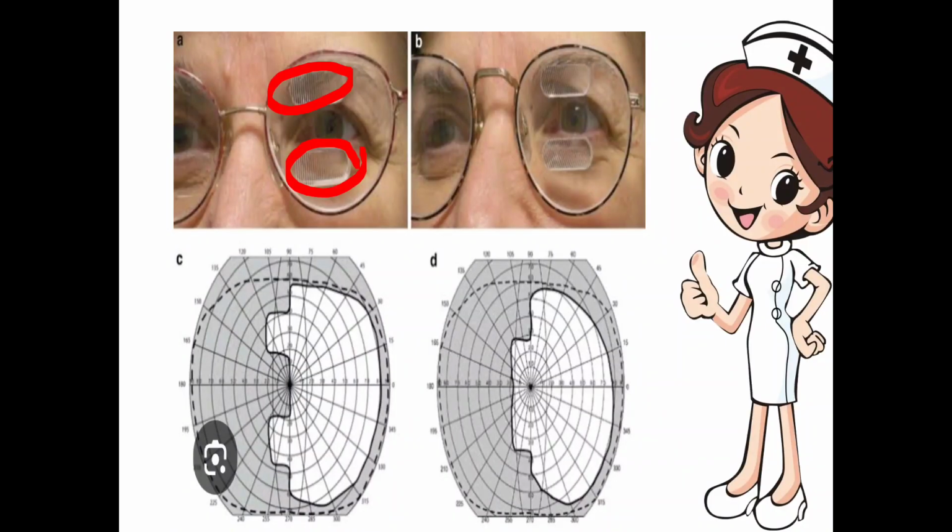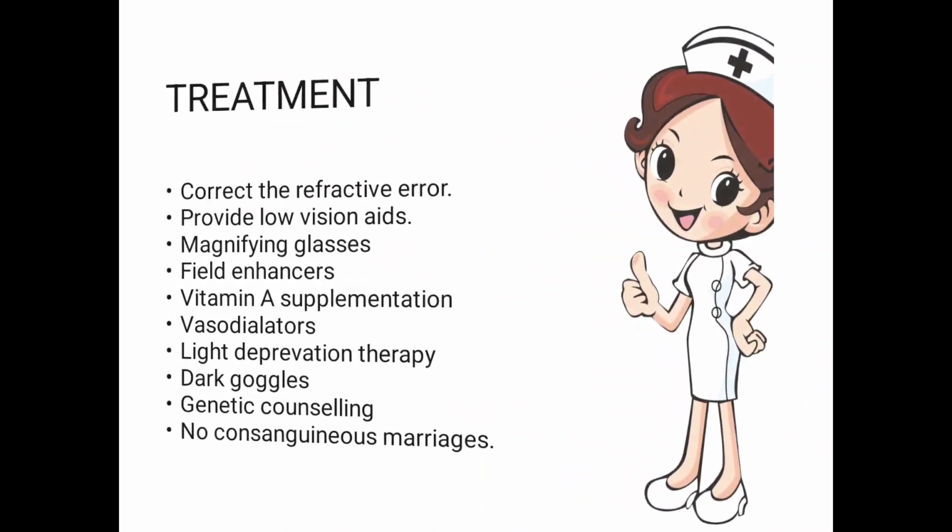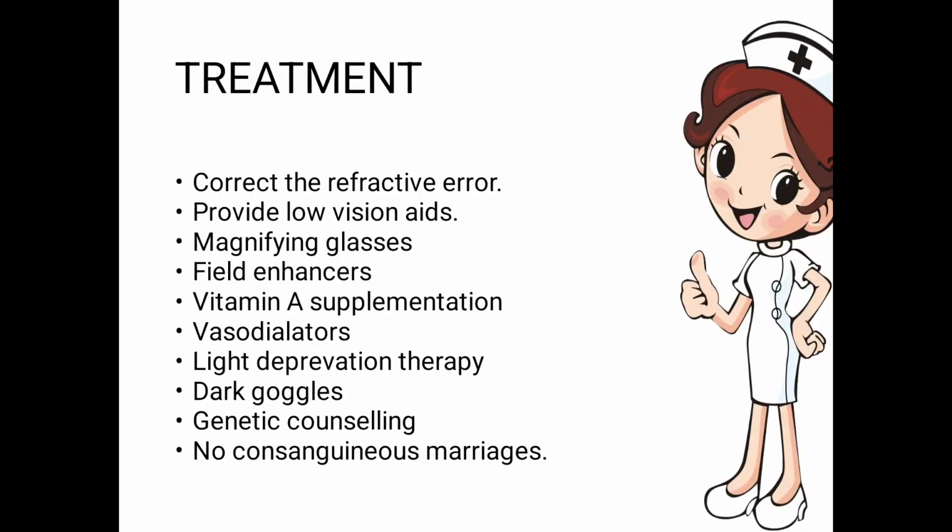The patient is not able to see the upper region as well as the lower region. By giving this Fresnel prism, which is a kind of field enhancer, we can enhance the field of vision, so the patient can see the upper as well as the lower area. Next, we can give magnifying glasses to the patient. Field enhancers, as I have shown you.